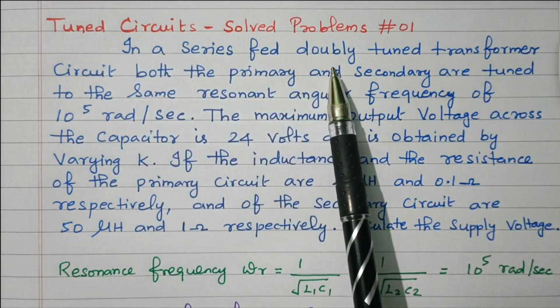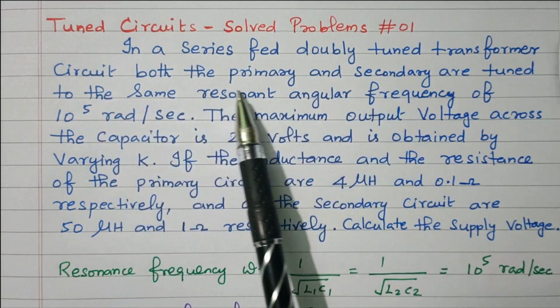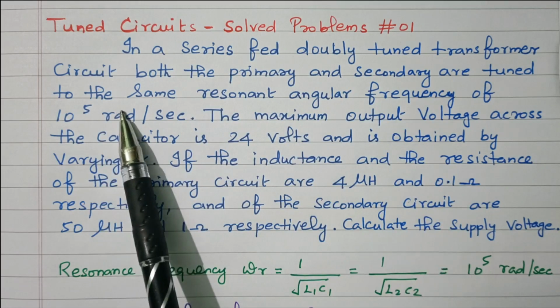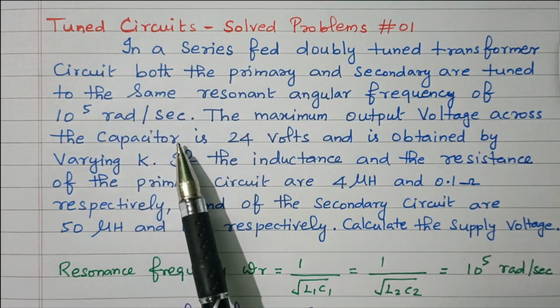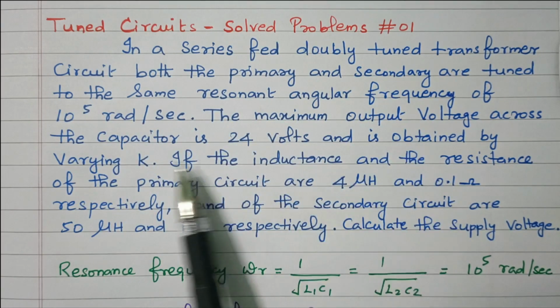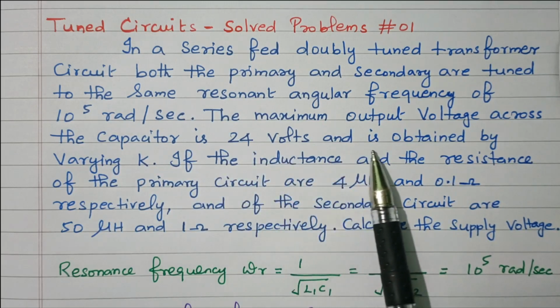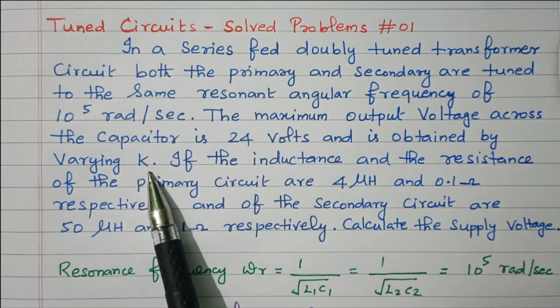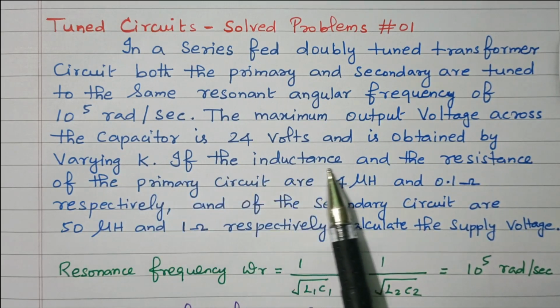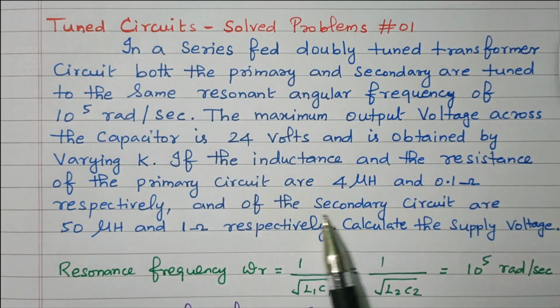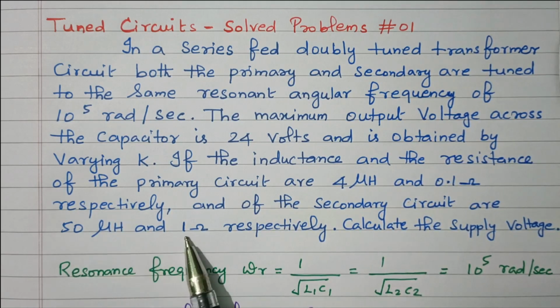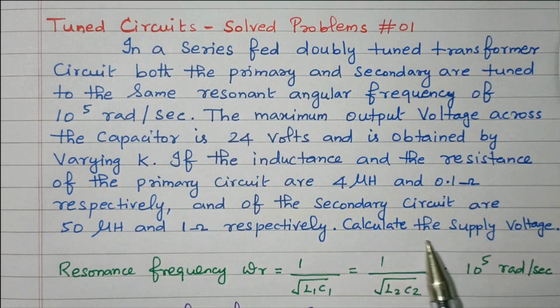In a series fed doubly tuned transformer circuit, both the primary and secondary are tuned to the same resonant angular frequency of 10 to the power 5 radian per second. The maximum output voltage across the capacitor is 24 volts and is obtained by varying K. K is nothing but the coupling coefficient. If the inductance and the resistance of the primary circuit are 4 microhenry and 0.1 ohm respectively, and of the secondary circuit are 50 microhenry and 1 ohm respectively, calculate the supply frequency. We need to calculate the supply voltage.